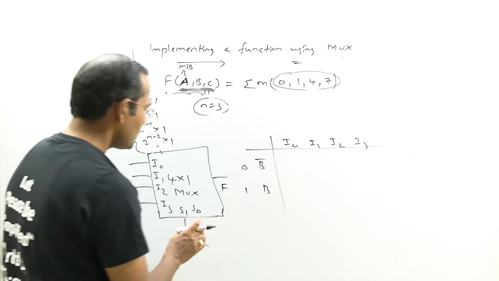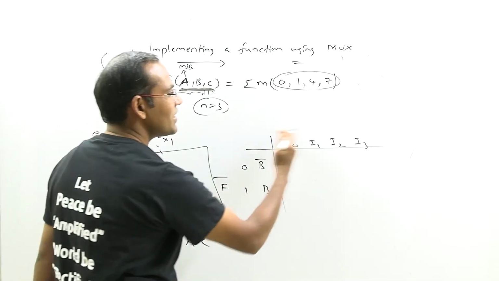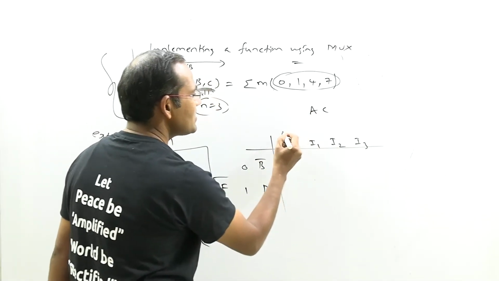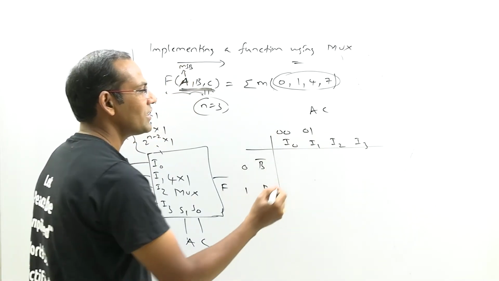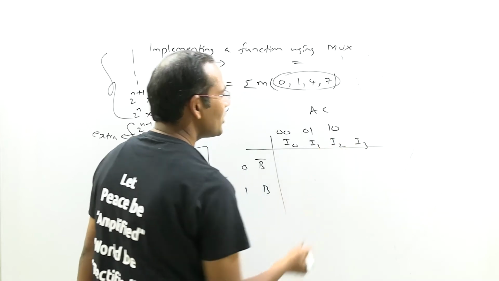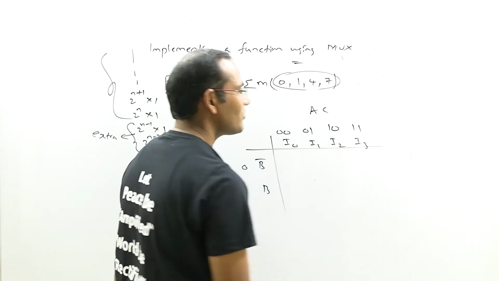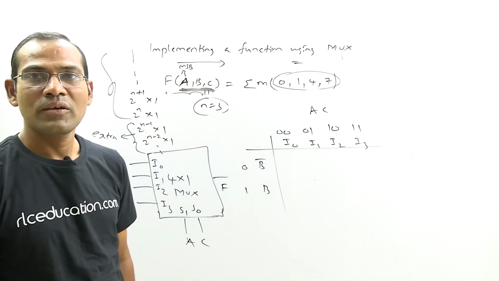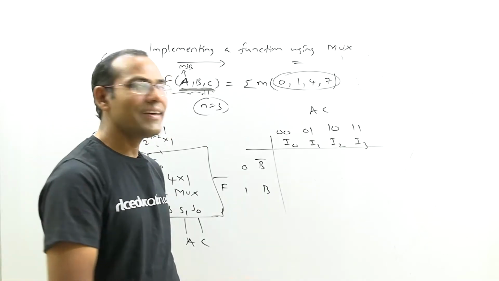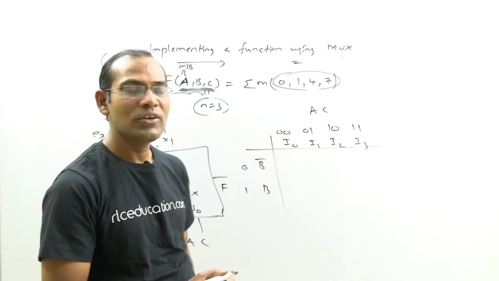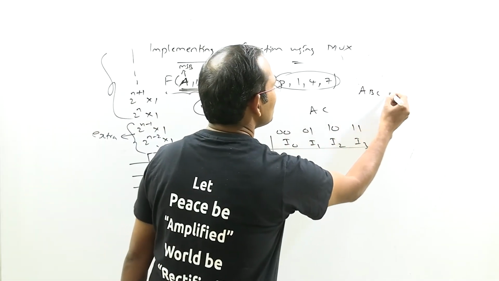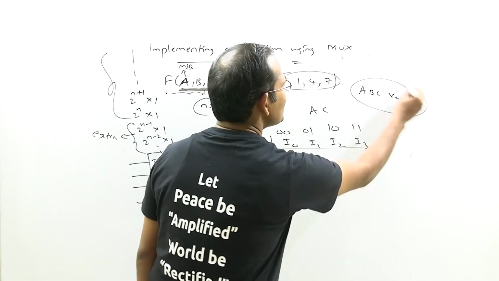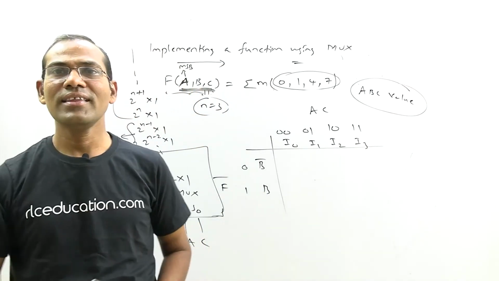Now this mux is controlled by AC. So this side is AC. When AC is 0, 0, I0 is selected. AC is 0, 1, I1 is selected. AC is 1, 0, I2 is selected. AC is 1, 1, I3 is selected. Now write the ABC value. Always follow this order: ABC, MSB to LSB, most significant to least significant.